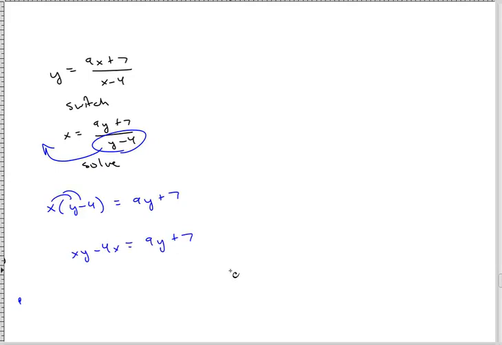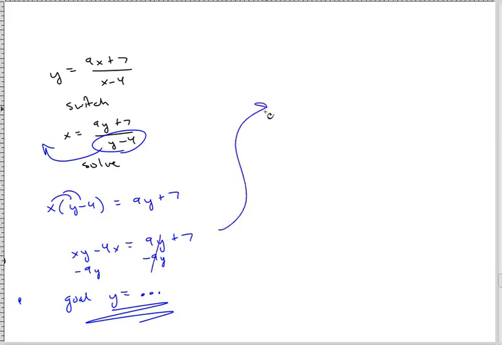And at this point, this is where we need to understand where we're going. The goal is to have y equals blah, blah, blah. So we need y's on one side and x's on the other, if at all possible. So I'm going to subtract the 9y on both sides to get y's over here. And so then I got xy - 9y - 4x = 7. And then let's get everything else to the other side. So 4x, you add them, cancel. And I'm going to put the 4x in the front because it's tradition.